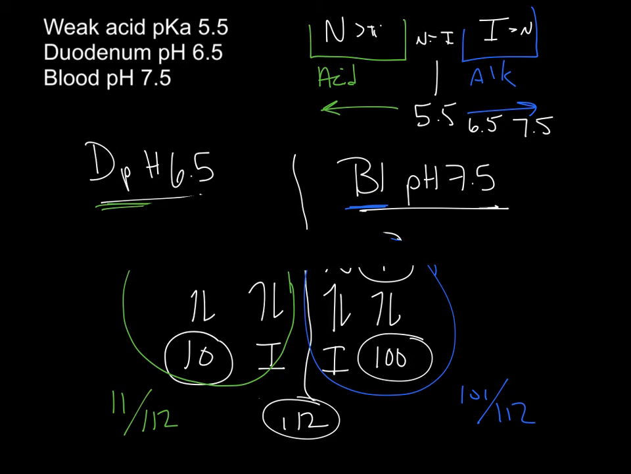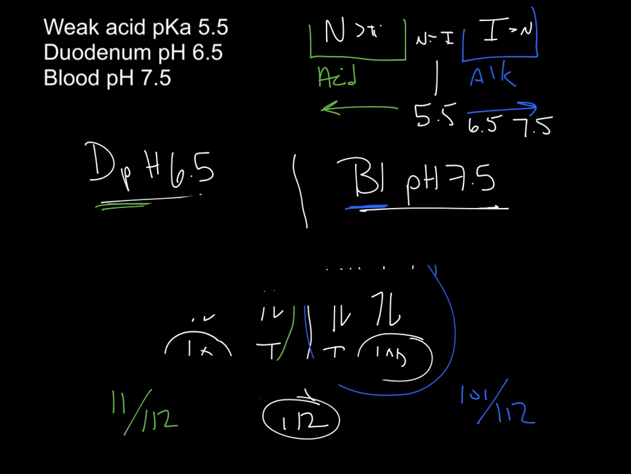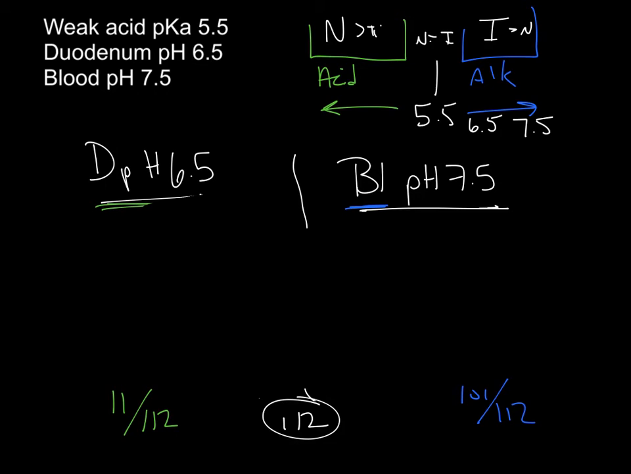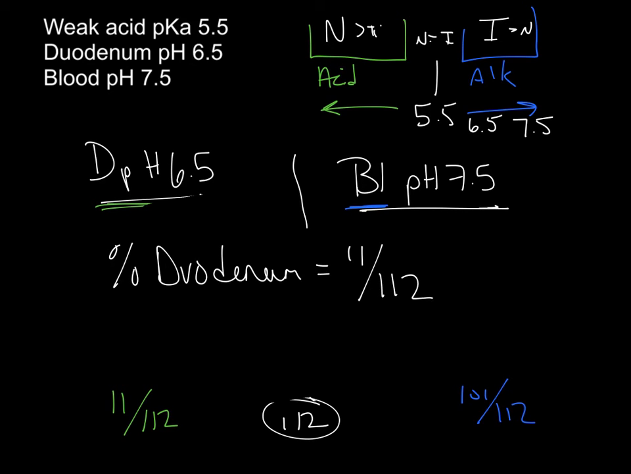Now, we can take this a step further. This is what, if I ask you a question on the exam, or on the quiz, it will be very much like the one in the PowerPoint, which is, what percentage of drug is in this compartment. So for this example, if we say what percentage is in the duodenum once we've reached equilibrium, well, it's 11 out of 112. And now, because we're talking particles and particles, we're not trying to keep N's and I's separate, we can just do 11 divided by 112, which is going to give us roughly 10%.